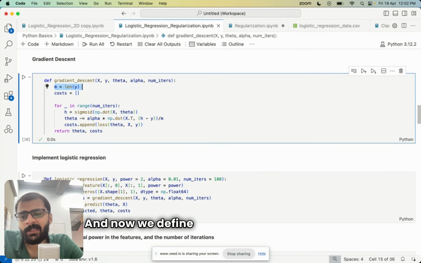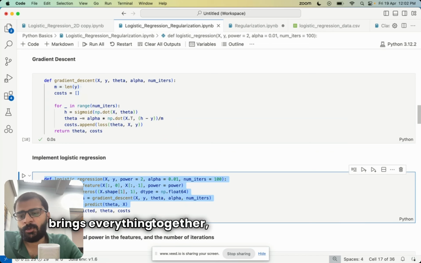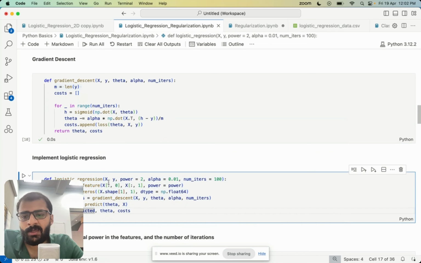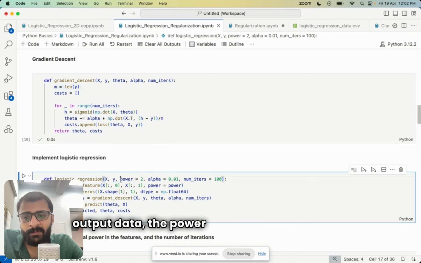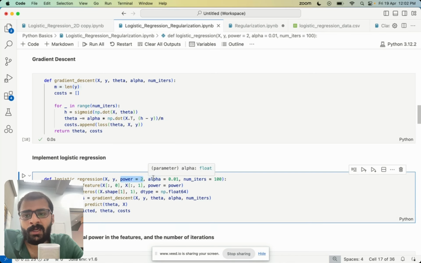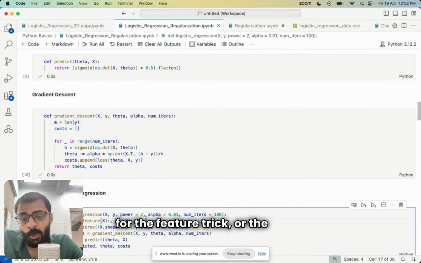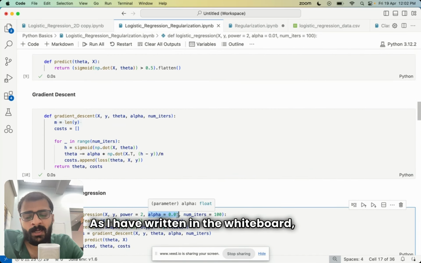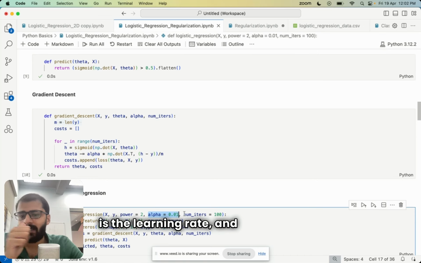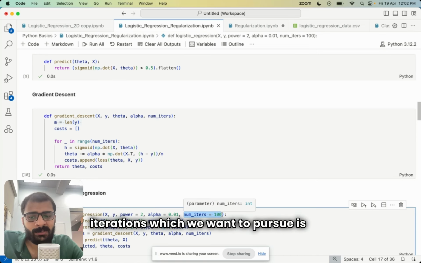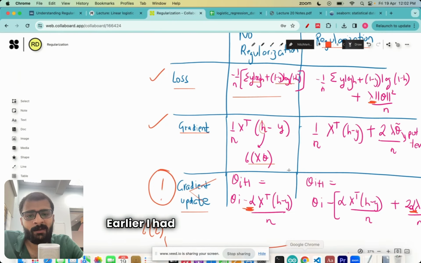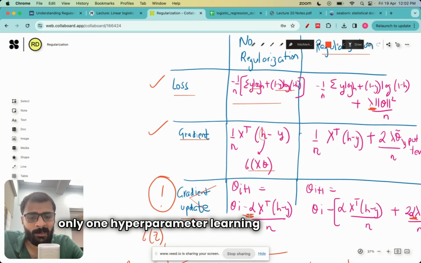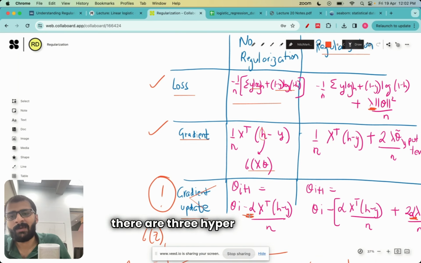And now we define the final function which brings everything together, which is logistic regression. It takes as arguments the input data, the output data, and the power which we want to define for the feature trick, or the order as I have written on the whiteboard. Alpha is the learning rate, and the number of iterations which we want to pursue is 100. So essentially, there are actually three hyperparameters here. Earlier, I had mentioned that there is only one hyperparameter, the learning rate, but actually there are three hyperparameters.